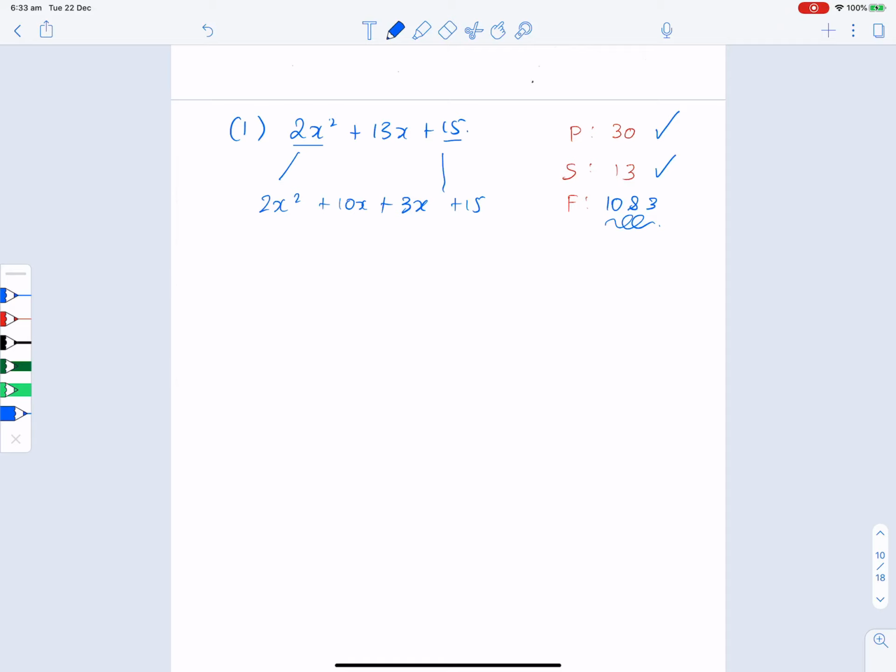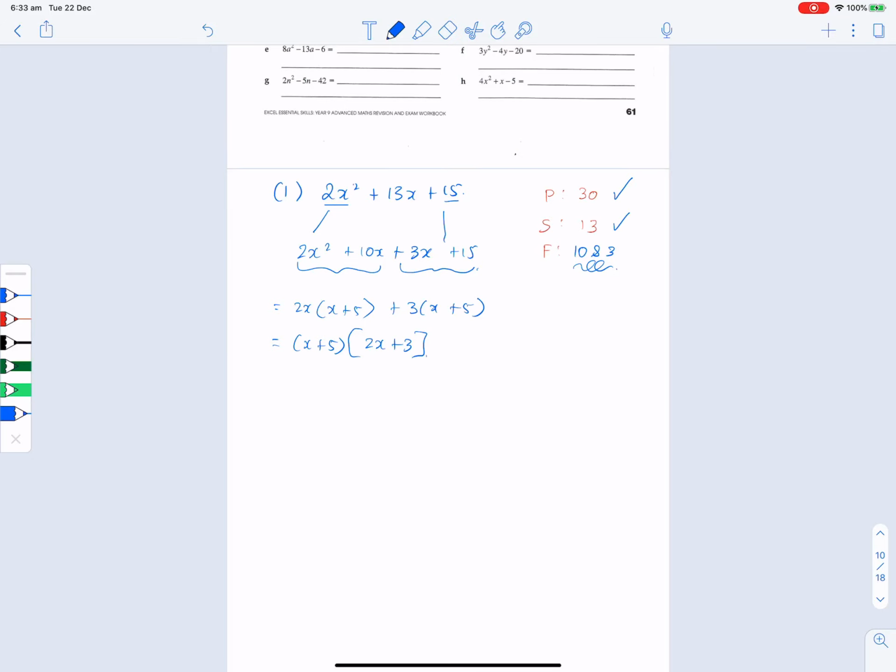Now we do grouping in pairs. Like we did early on in the chapter, we group those two into one pair and we group these two in one pair. So we take out 2x and we're left with x plus 5, plus 3 outside of x plus 5. And now x plus 5 is a common factor, and we're left with 2x plus 3, like we did earlier on.